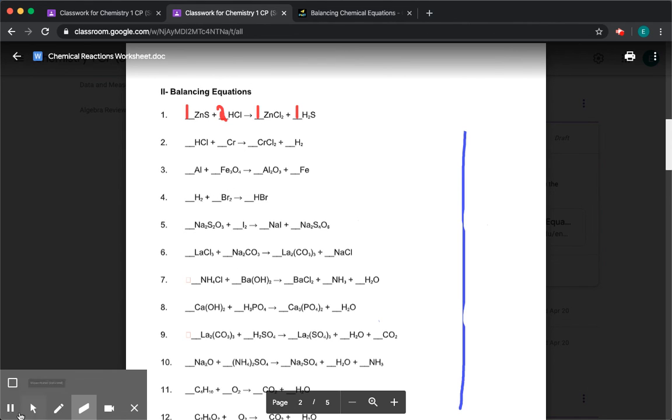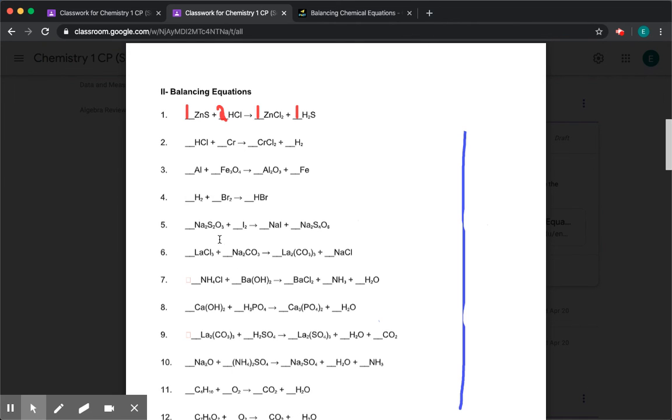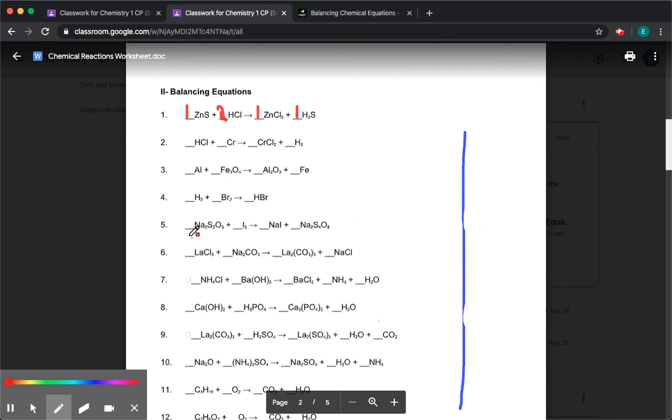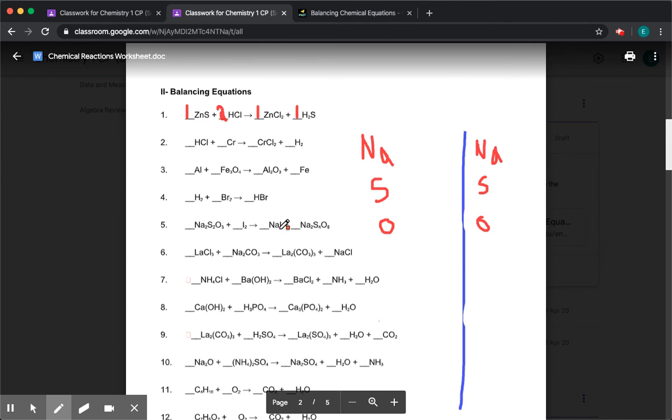Let's look at number 5, because number 5 looks kind of complicated. So in number 5, we have sodium. So Na. We have sulfur. We have oxygen. We have iodine. So those are the 4 elements we're working with.